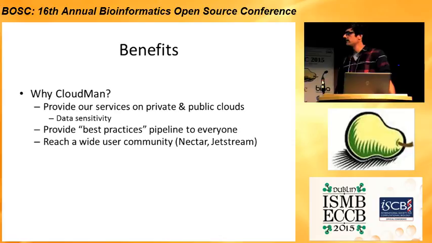And what we also want to do, and this is of course a similar idea to Galaxy, is provide a best practices pipeline to everyone. The people from Michigan really have a lot of experience with imputation, and we can provide our best practices imputation pipeline to everyone. And one of the best things about using CloudMan is that we can reach a really wide user community. As I said in the beginning, CloudMan is used in the Nectar, the Australian Research Cloud, within the GVL, and also the Jetstream Cloud, which is coming in 2015 as well.